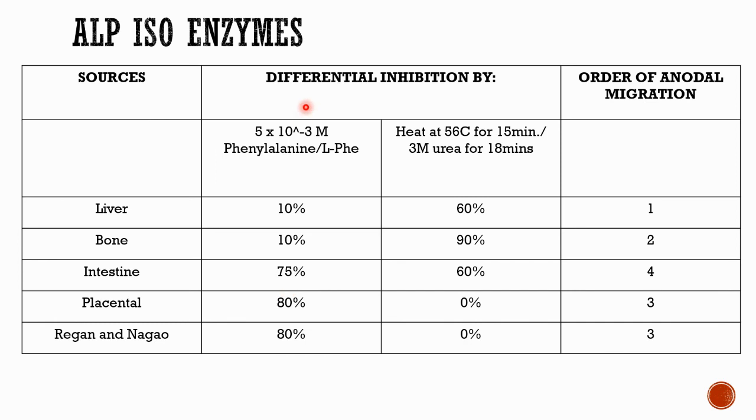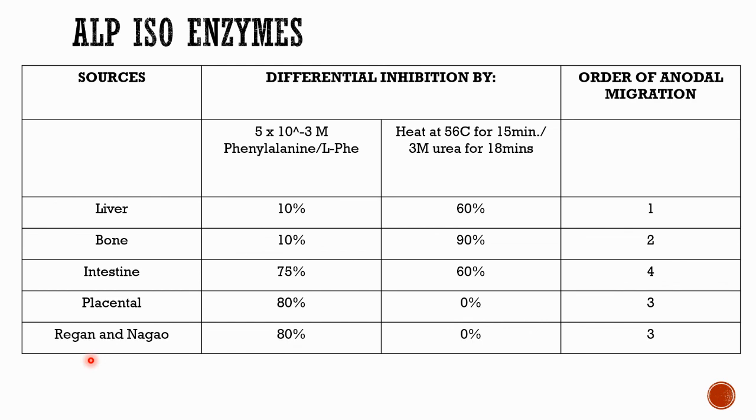So we have different isoenzymes for ALP: liver, bone, intestine, and placental isoenzymes, and we also have Regan and Nagao. Regan and Nagao are carcinoplacental ALP. Regan ALP is found in lung, breast, ovarian, and gynecologic cancers.